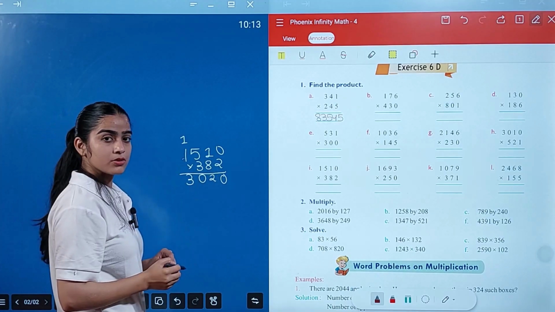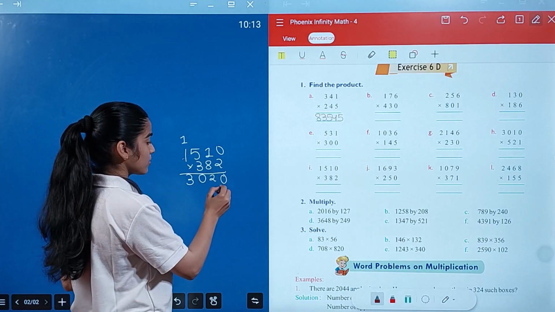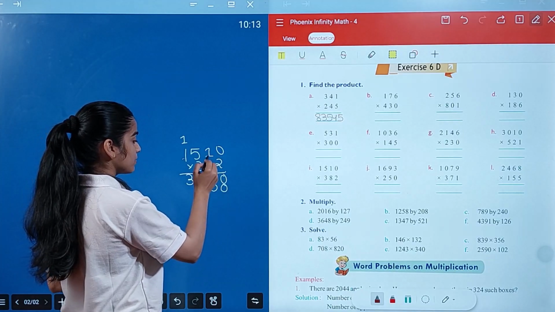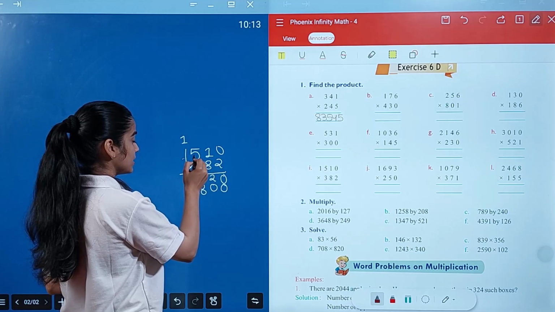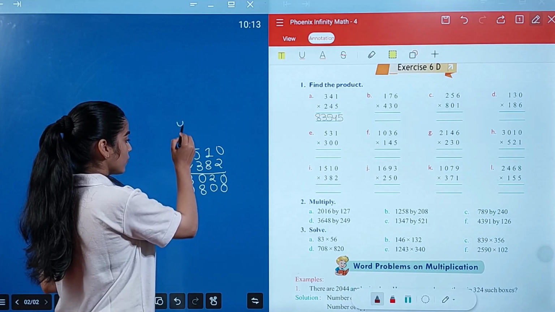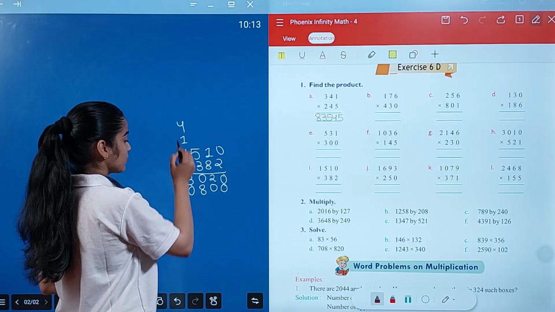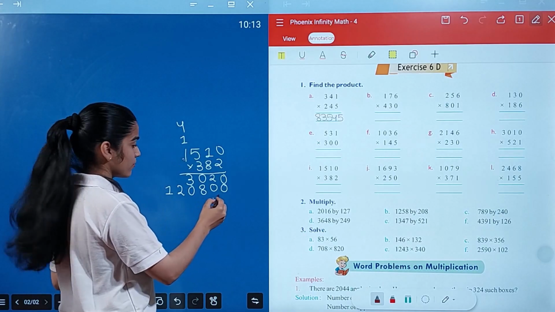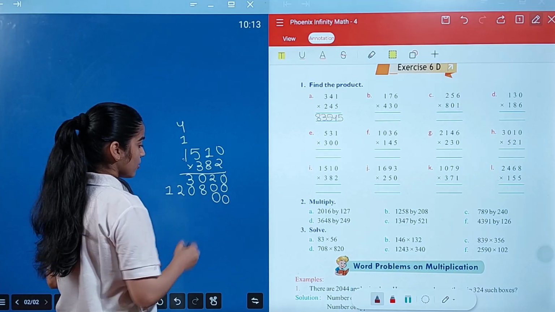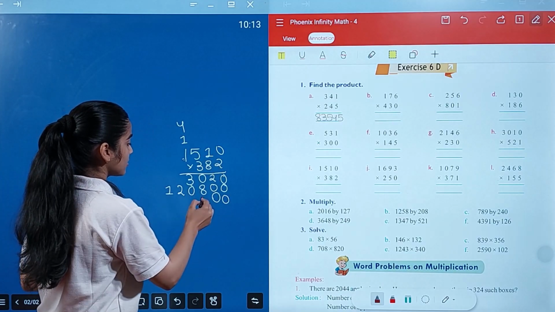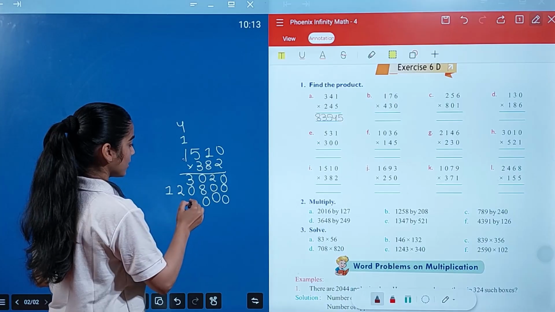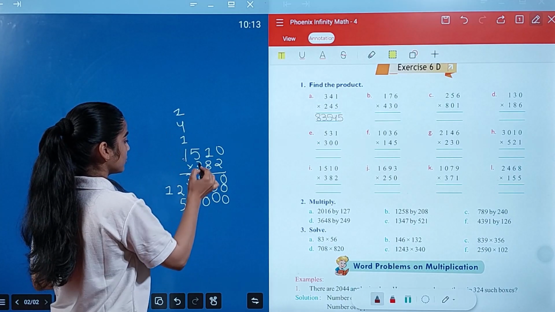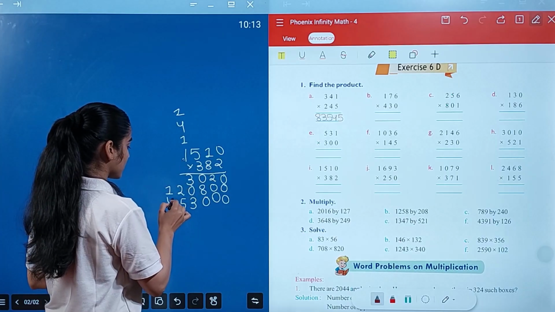Now, how many zeros I have to write? Only 1, okay, because this is the second number we have. 8 multiplied by 0 is 0, 8 multiplied by 1 is 8, and 8 multiplied by 5 is 40. 4 will be there, 8 ones are 8, 8 plus 4 is 12. Then we have to write how many zeros? Well done, 2 zeros. Okay, after this 3 multiplied by 0 is 0, 3 multiplied by 1 is 3, 3 multiplied by 5 is 15, 1 should be there, 3 multiplied by 1 is 3, and plus 1 is 4.